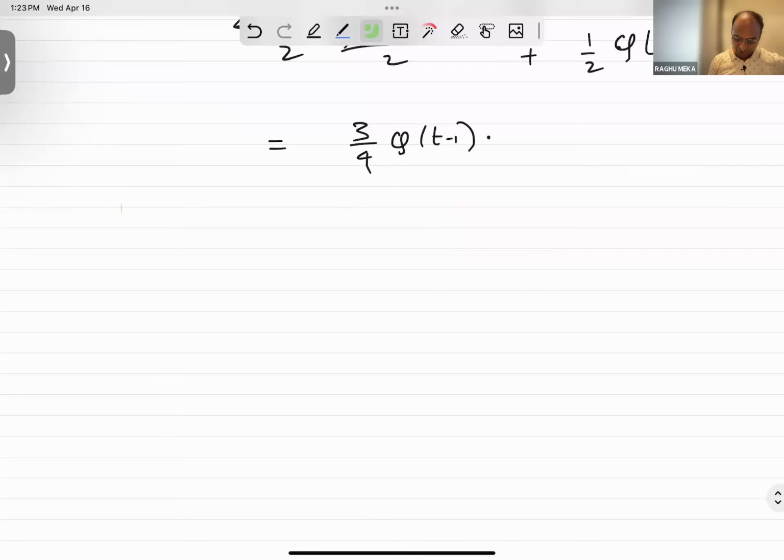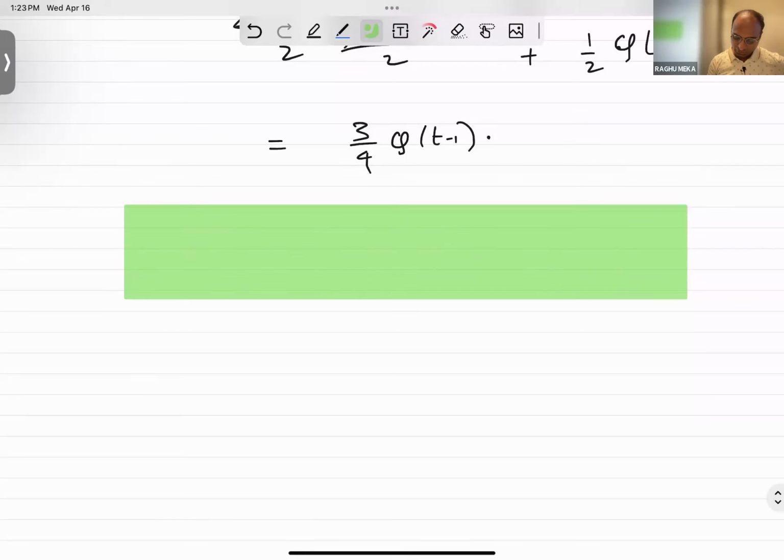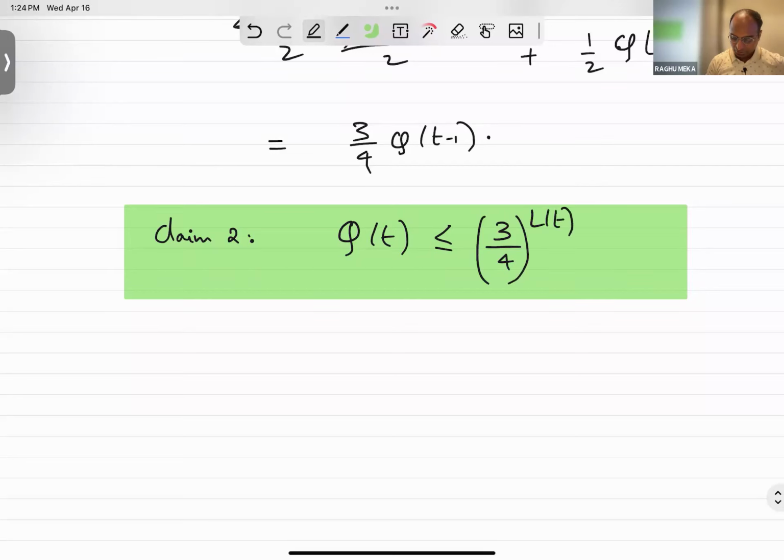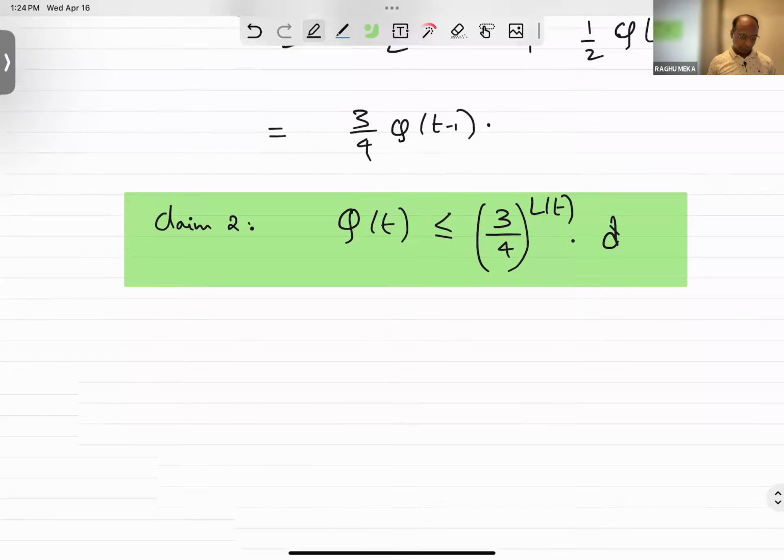So if we just repeat it, we get a simple claim that phi of t is at most 3/4 raised to the power of whatever loss we have, times d. Every time we make a mistake, we hit it with 3/4. So overall, it's 3/4 to the number of mistakes, times d.